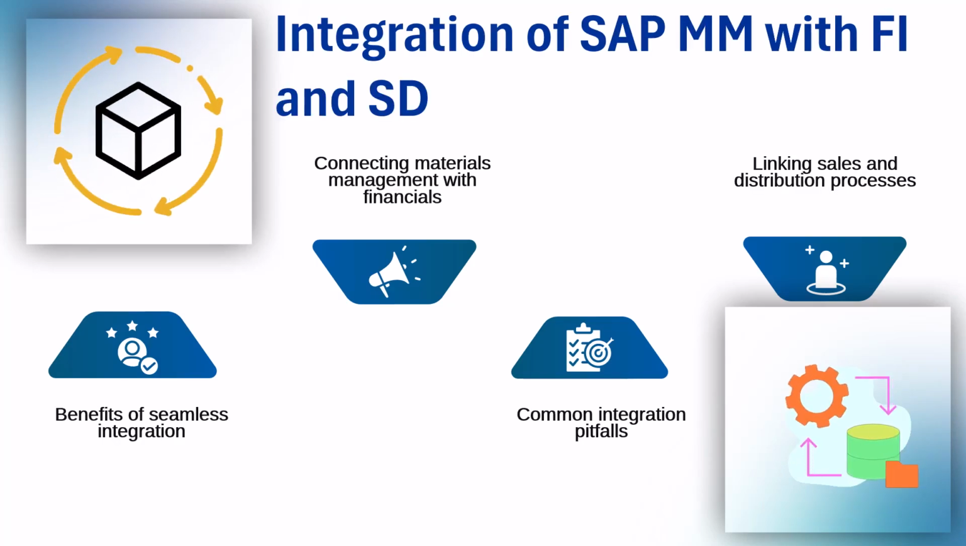Imagine a business where purchasing, finance, and sales work in isolation. Chaos, right? SAP MM integration with FI and SD ensures smooth data flow, making transactions efficient. Financial records reflect real-time material costs, and sales align with inventory. The benefits: streamlined operations and better decision-making.